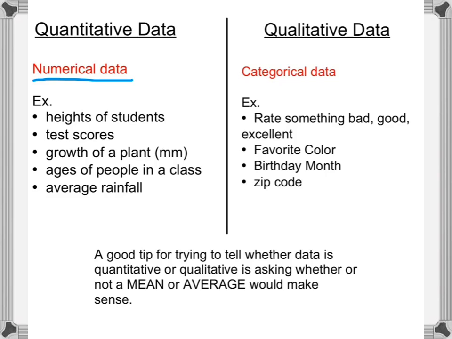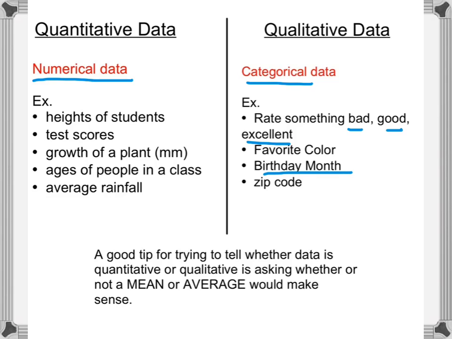Whereas qualitative data is also sometimes called categorical data. So it's data that's in categories. If you rate something good, bad, or excellent, those are categories, either the category of good, bad, or excellent. Favorite color, so you might see the colors blue or black or purple or yellow or orange. Those are all categories. Birthday month.